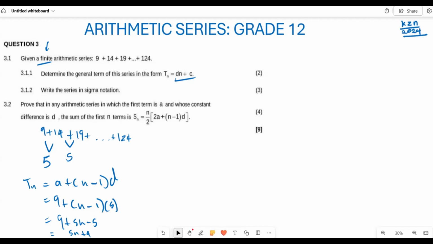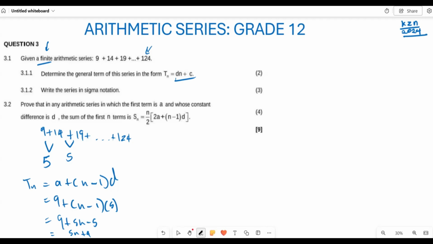Now, from here, let's look at 3.1.2. They want us to write the series in sigma notation, right? In sigma notation. Now, what is it that you are going to do if you want to write this in sigma notation? Firstly, we need to know how many terms we are having here, right? In this particular arithmetic series, we need to know how many terms we are having.